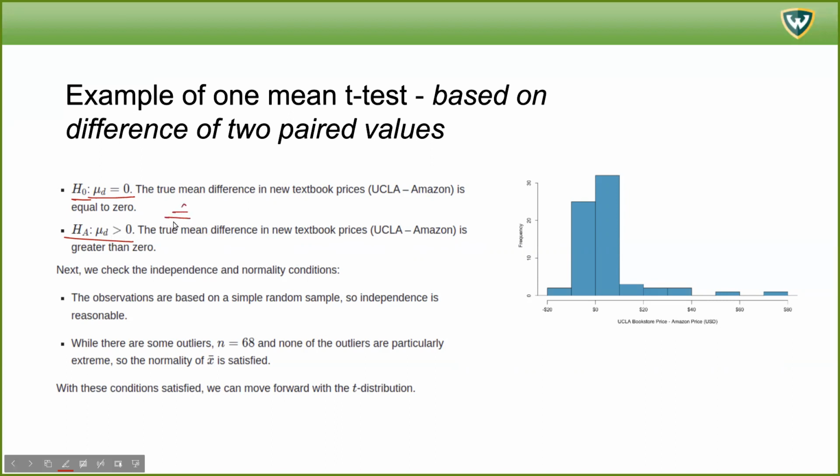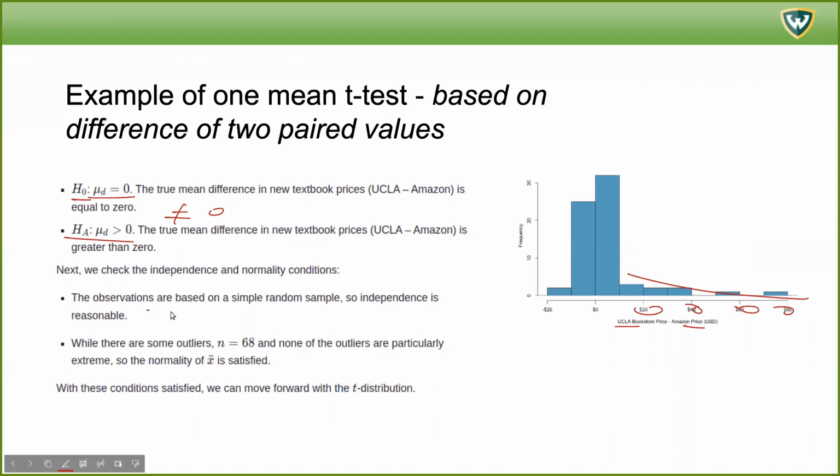Now, you could have just set it up as different than 0, in which case you would need to use the two-sided test. Because we just said greater than 0, we can just look on one side of the distribution. I guess the data suggests that. All these books are higher, and once again, it's UCLA minus Amazon, so positive numbers mean UCLA is more expensive. There is a hint that UCLA is more expensive. So you can take either approach, greater than 0 or just different than 0.